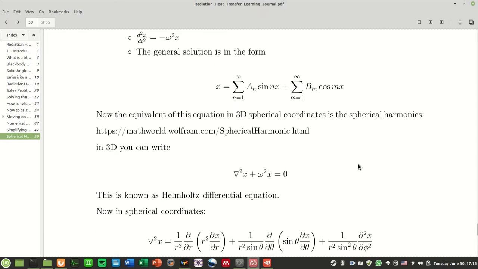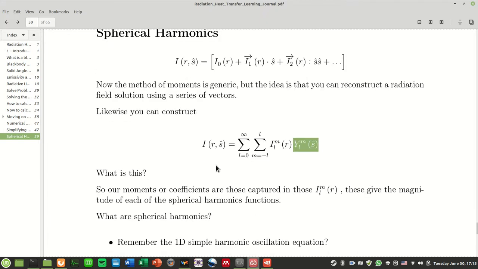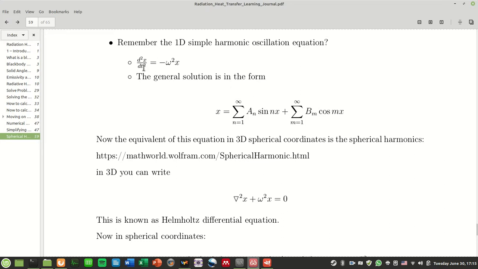So in 3D you can write your oscillation equation a little differently.